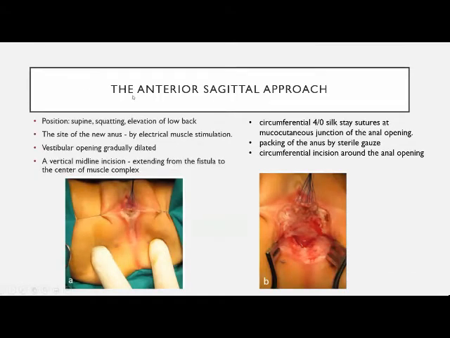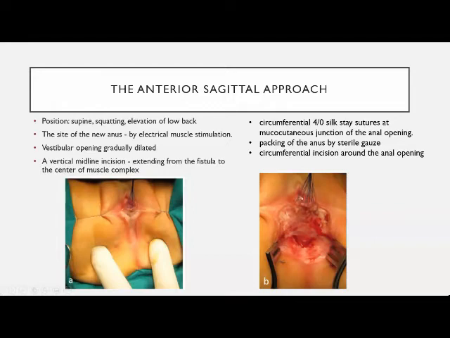So in the procedure that we follow right now as the ASARP, the patient is supine with squatting or lithotomy with elevation of the low back. The site of the new anus is again marked by electrical stimulation. The vestibular opening is gradually dilated with Hegar's dilators. A vertical midline incision is taken as shown here, extending from the fistula site to the center of the muscle complex, which is marked here. Circumferential 4-row silk stay sutures are taken at the mucocutaneous junction of the anal opening, and packing of the anus may be done with sterile gauze.